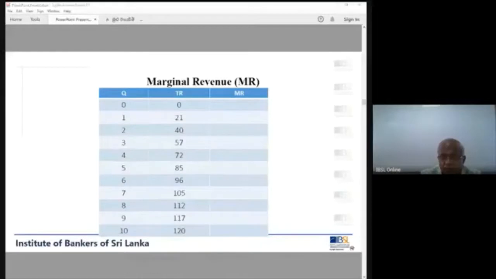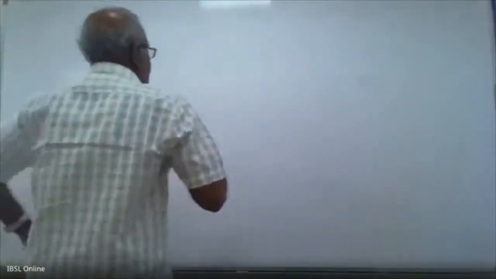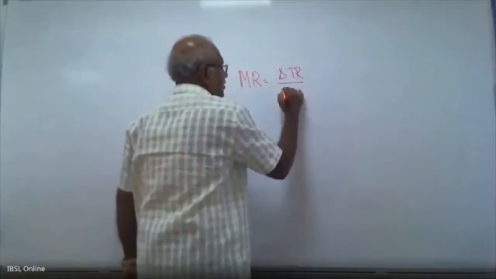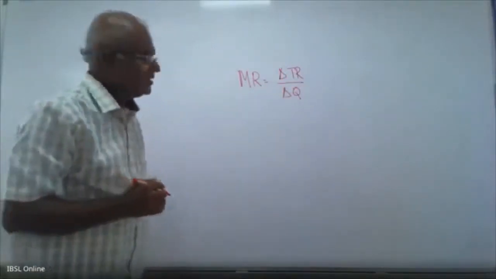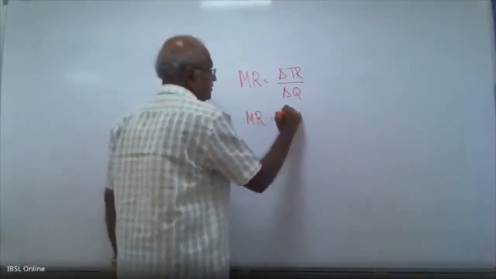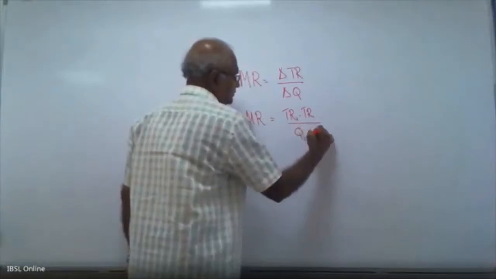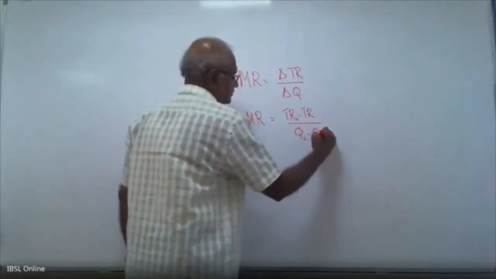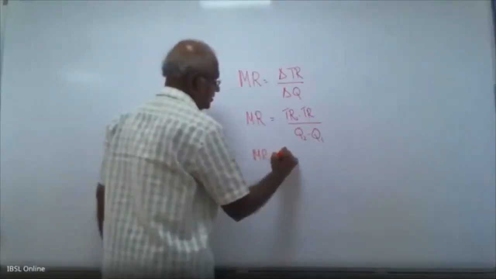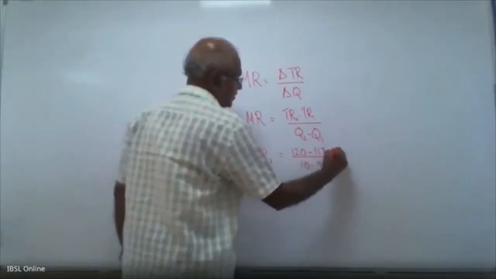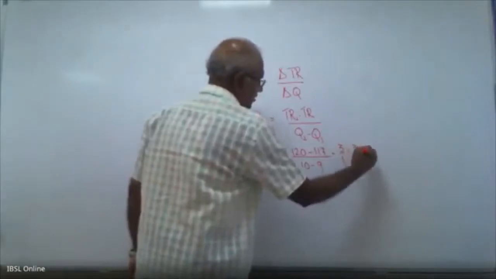What is MR? MR is change in revenue divided by change in output. The same thing can be written as MR equals TR2 minus TR1 divided by Q2 minus Q1. For example, marginal revenue of the 10th unit: MR equals 120 minus 117, last unit, divided by 10 minus 9. That is 3 divided by 1. Last unit marginal revenue is 3.